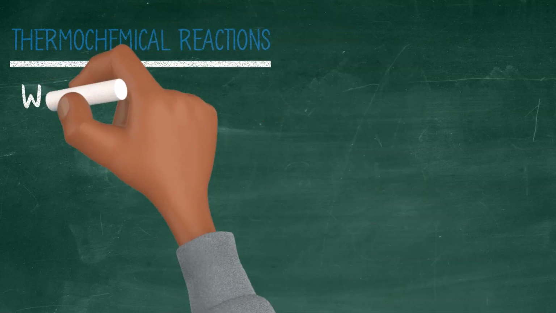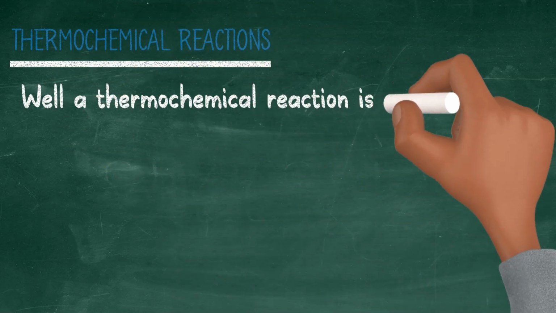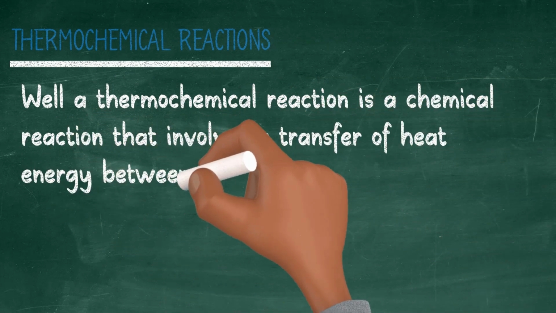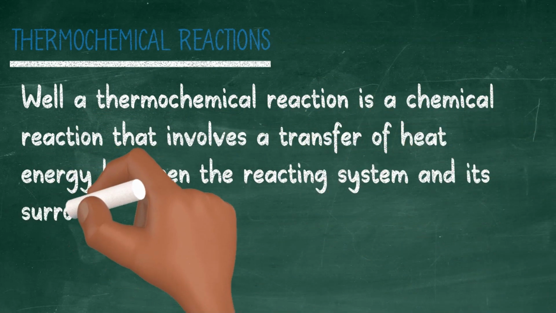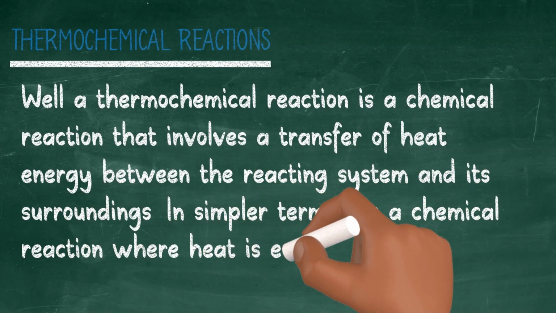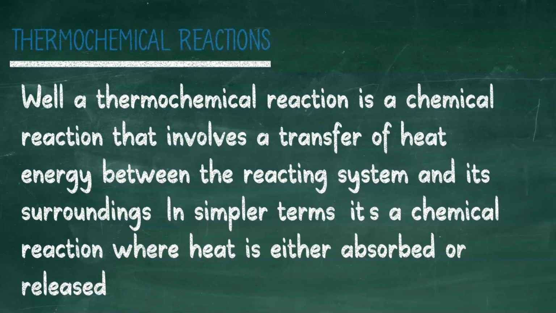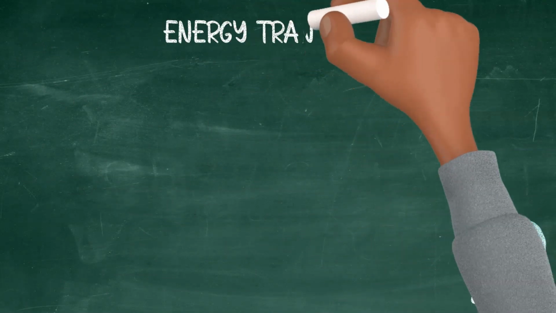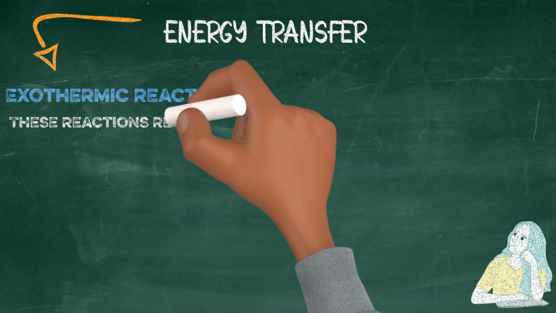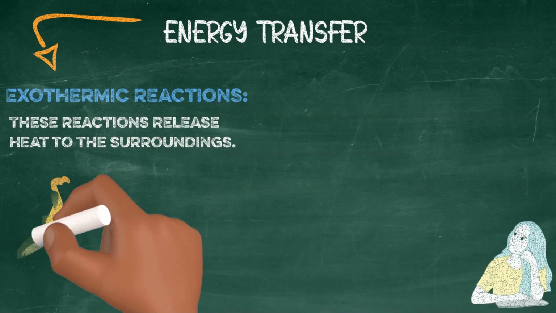Well, a thermochemical reaction is a chemical reaction that involves a transfer of heat energy between the reacting system and its surroundings. In simpler terms, it's a chemical reaction where heat is either absorbed or released. This heat transfer can be in two directions, whether an exothermic reaction or an endothermic reaction.